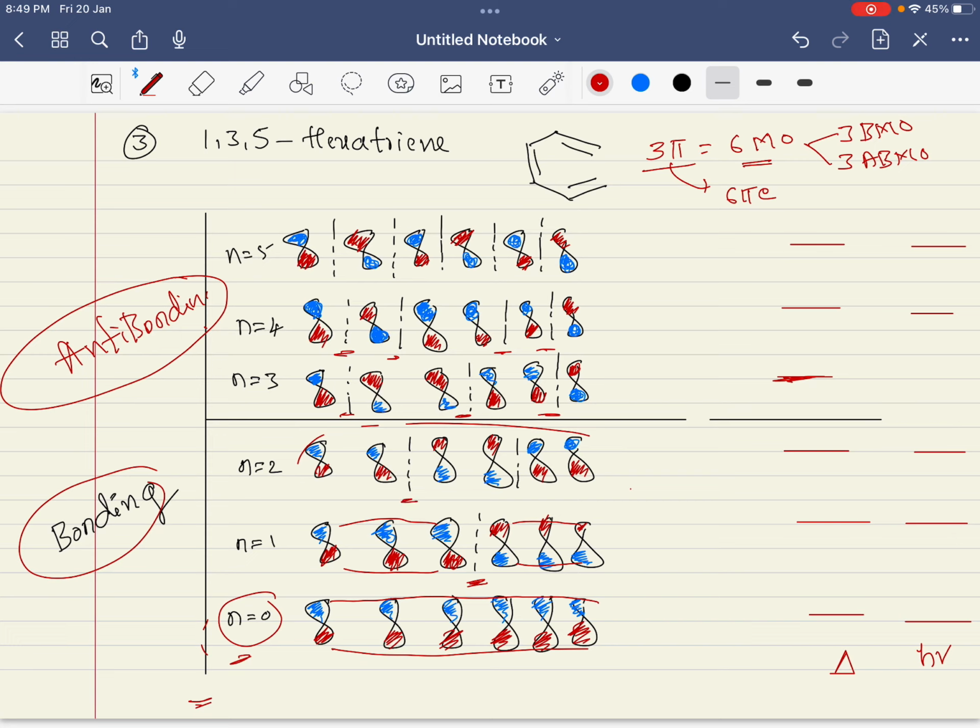When n equals 2, there are 2 nodes. Here there is a symmetric overlap. Here there is a symmetric overlap. Here there is no symmetry. So when n equals 2, it is 2 nodes. When n equals 3, 3 nodes. When n equals 4, 4 nodes. When n equals 5, it is 5 nodes.